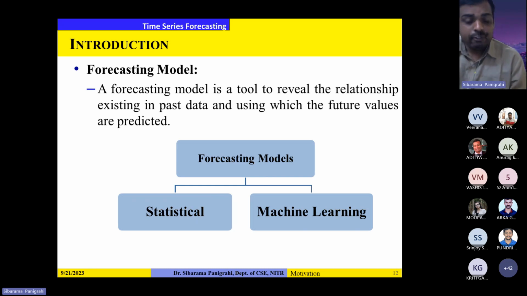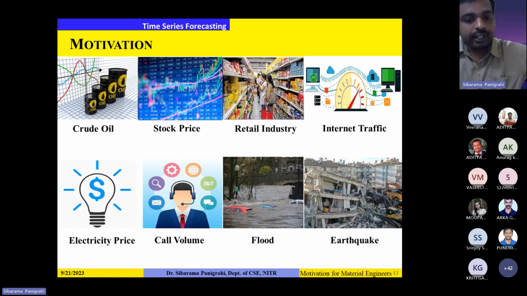So you see, if somehow you can predict the future, suppose you know that after completing my PhD, I will get a job in this company or in this university, accordingly you will prepare, you can make your decisions, right? If you know that the stock price of a particular stock is going to increase, then you will purchase that stock. If you can predict the crude oil price, then you can make appropriate policies relating to crude oil purchasing or selling.